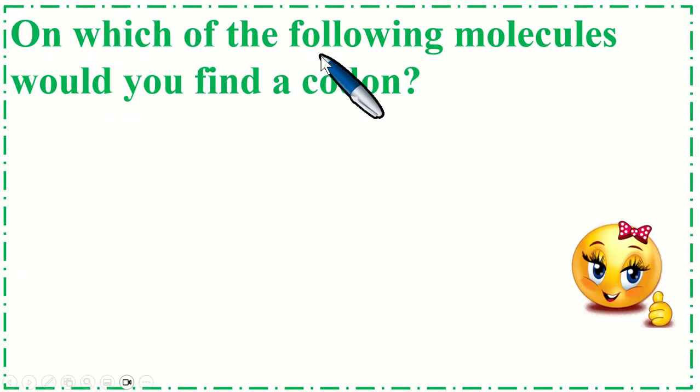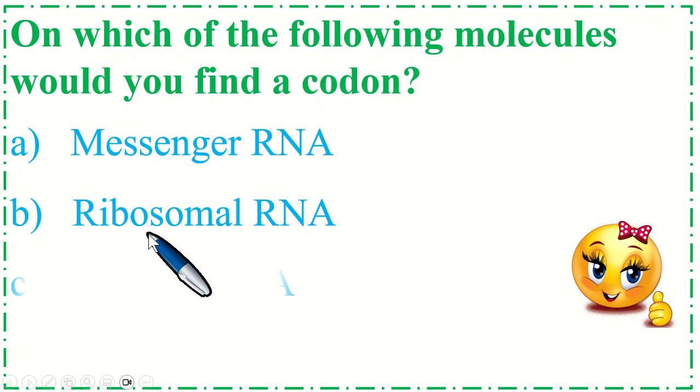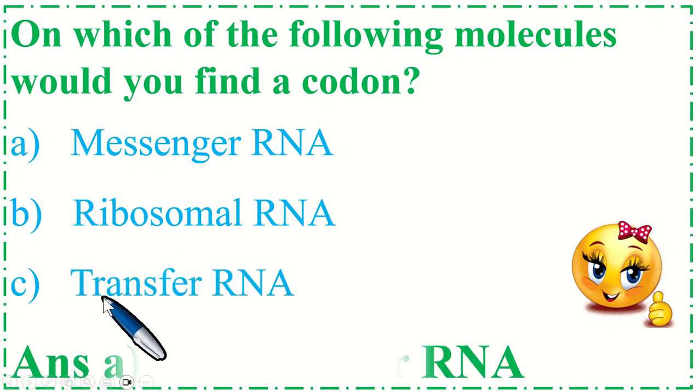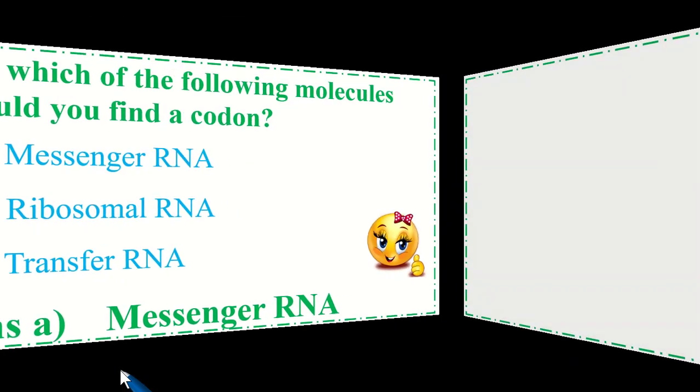On which of the following molecules would you find a codon? Option A messenger RNA, B ribosomal RNA, C transfer RNA. Correct option is A, messenger RNA.